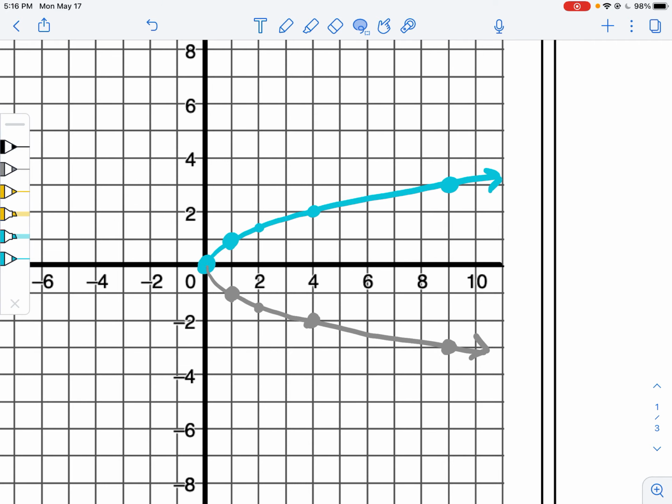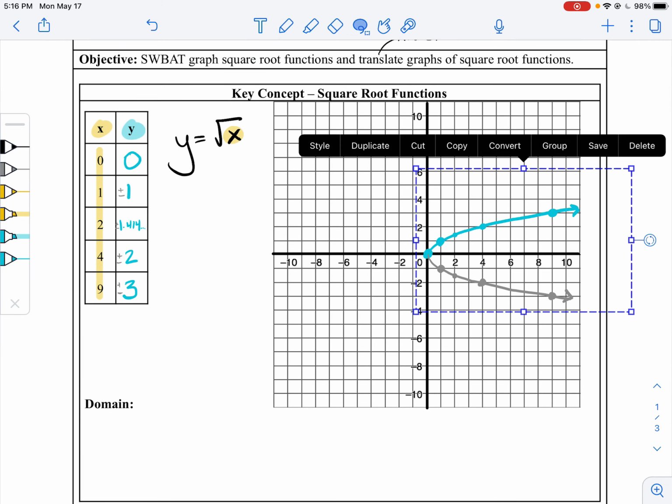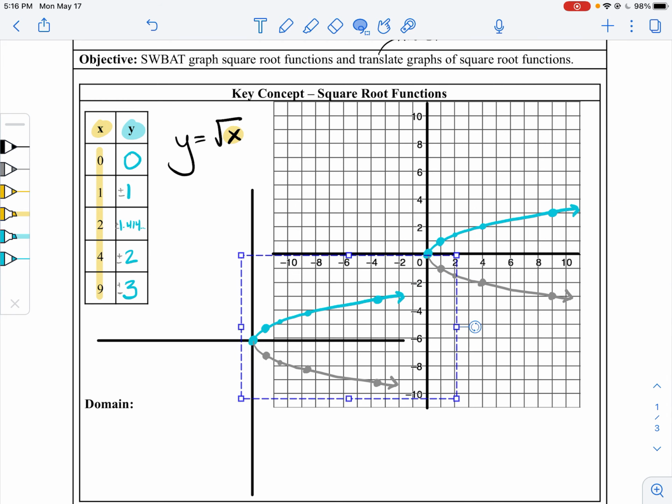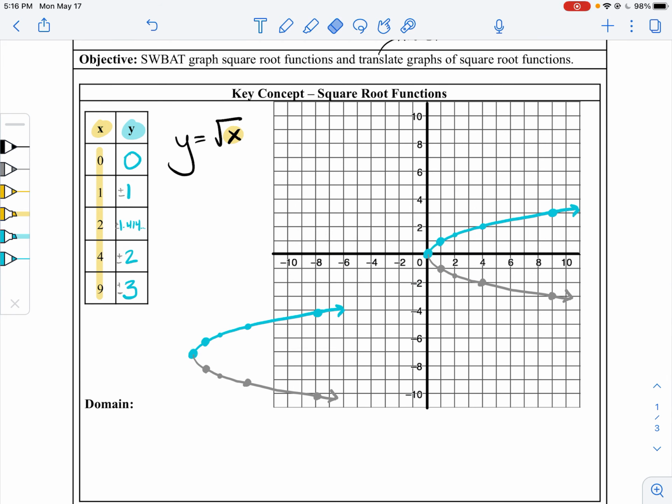And if you take that shape, you guys have seen this shape before. Do you know what shape that is? This is a parabola. This is a normal parabola, y equals x squared. But all it is is you shift it.